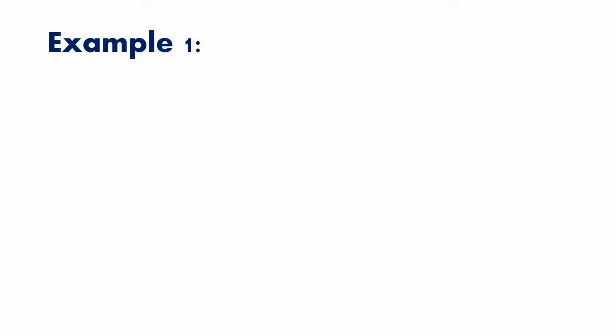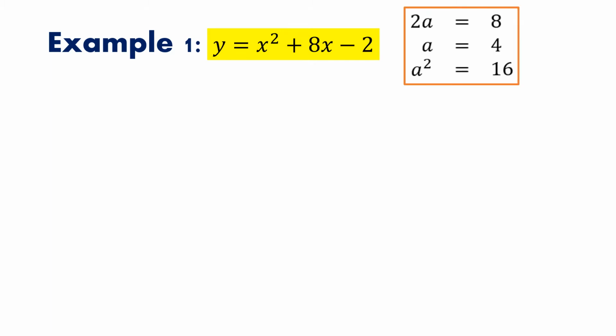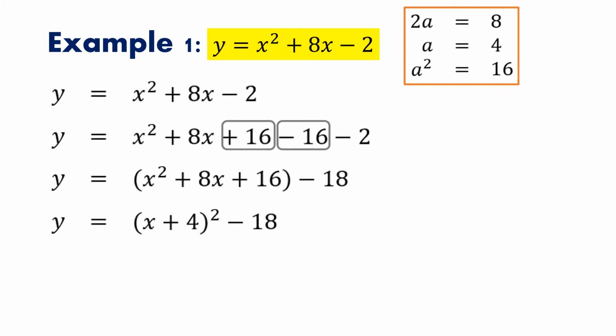Let us take a look at example 1. y equals x squared plus 8x minus 2. In this example, 2a is equal to 8. This implies a is equal to 4 and a squared equals 16. We need to add 16 and subtract 16 on the right-hand side of the equation.